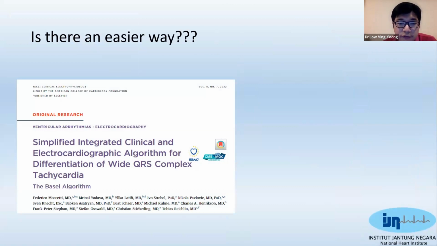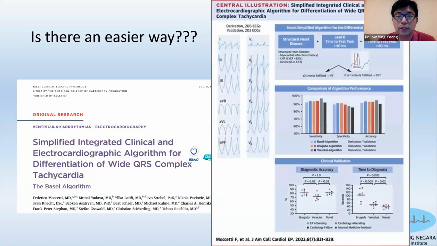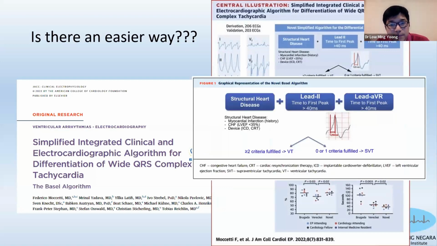This is very useful, but of course there are flaws to this algorithm. This algorithm says that if the patient has structural heart disease, and the LV2 time to is more than 40, AVR also more than 40. If you have two or more criteria, it's VT. If you have 0 to 1, it's SVT. So you can see the ECG doesn't actually fulfill a VT diagnosis. They need clinical history. The weakness of this algorithm is you need to have history for the patient.